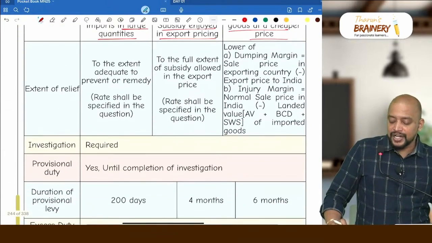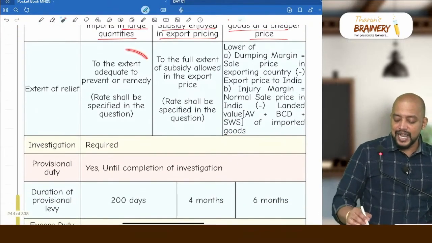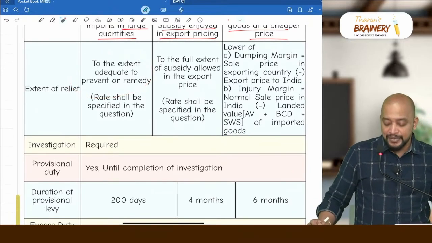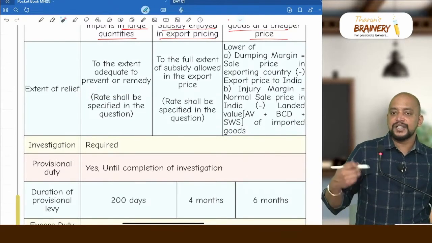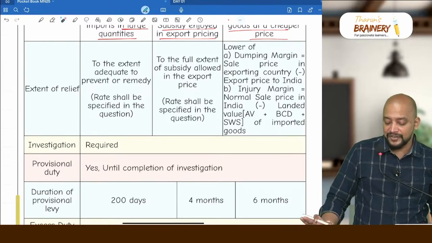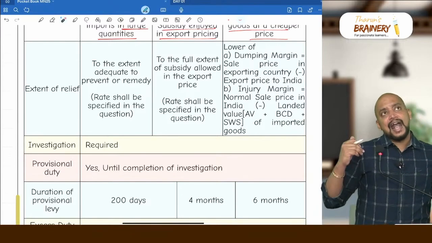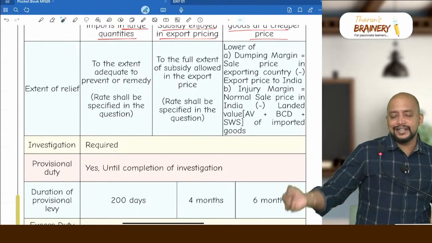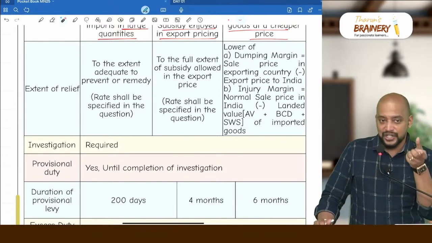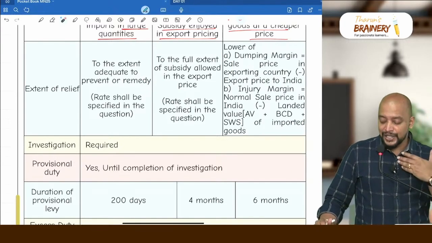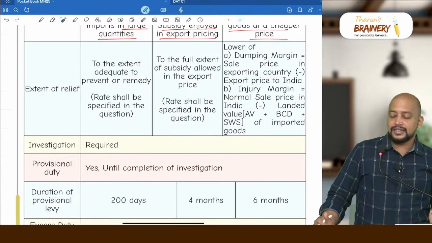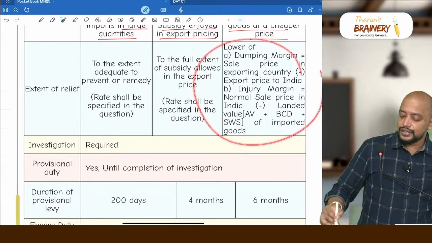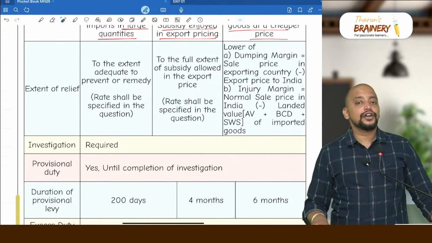And the extent of relief. Safeguard duty is to the extent adequate to prevent or remedy the injury. So usually the rate will be specified in the question. We need to take that rate and go by that. Whereas anti-subsidy duty is also the same, to the extent of subsidy allowed in the export price, and that is also a percentage given in the question. Take that percentage and do the computation. Whereas anti-dumping duty is the lower of dumping margin or injury margin.